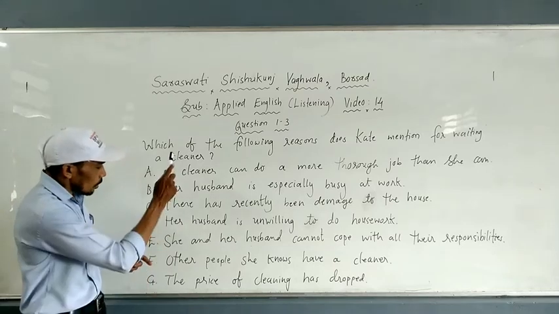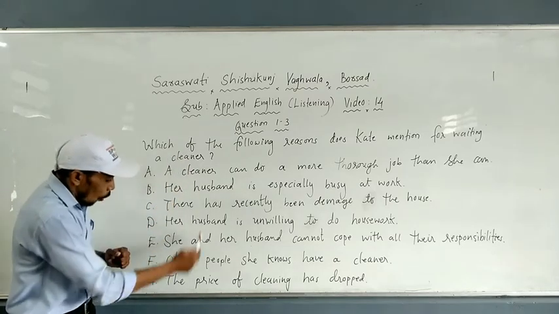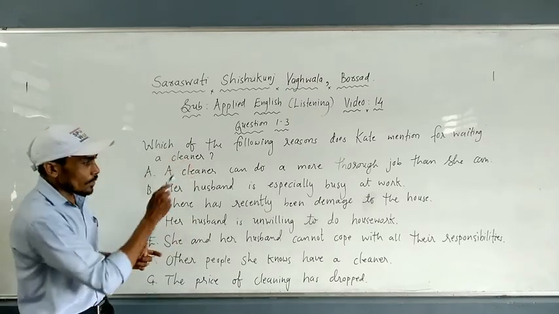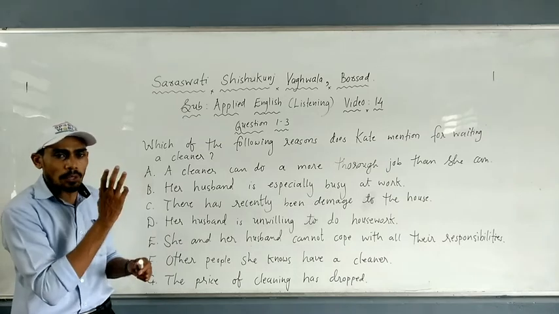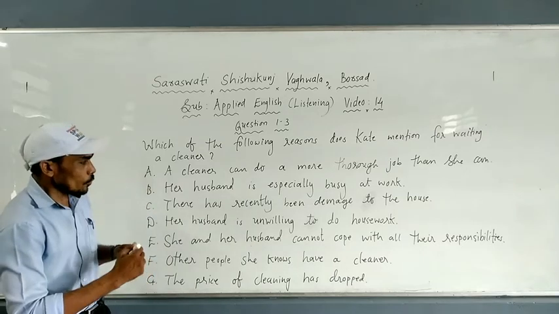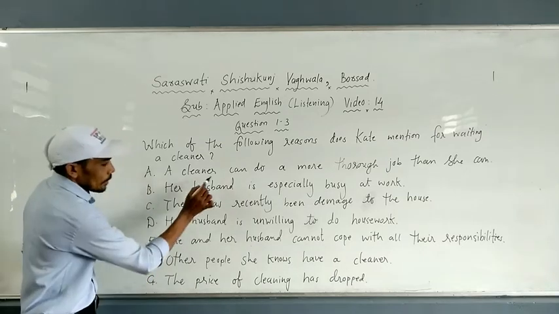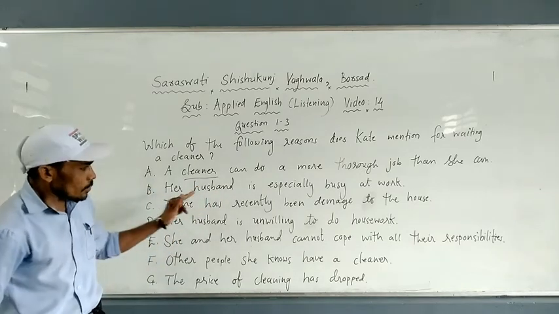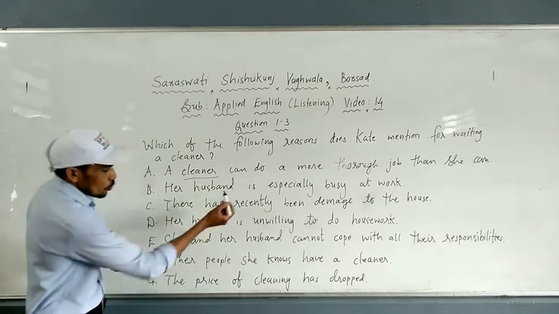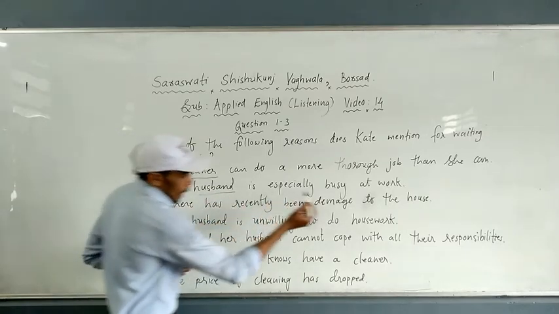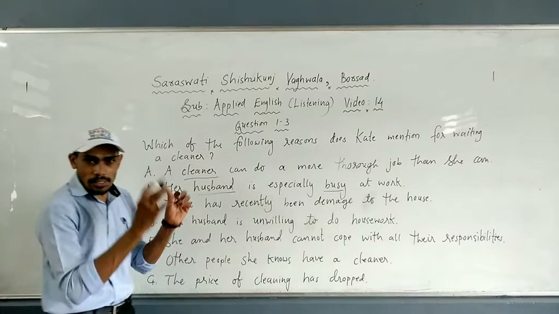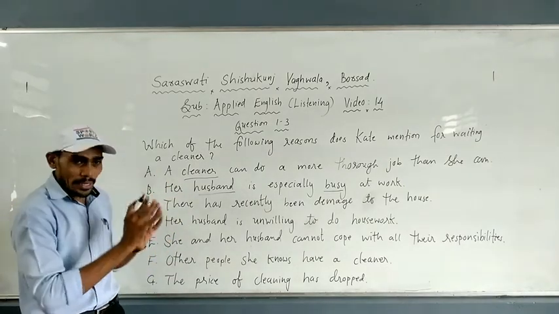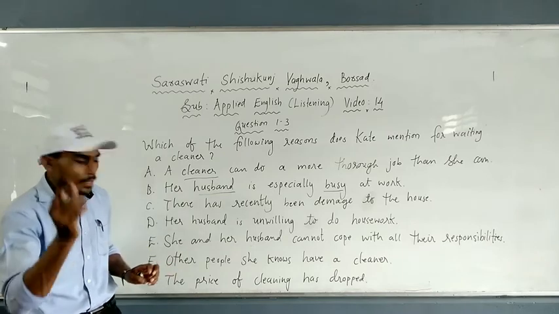So students, when the time is given, what you need to do? You need to see all the questions. That means there are multiple choice questions. You need to read, and if you think that this is a particular answer or keyword, you need to underline. Here the particular answer is a cleaner, so that is the keyword. Second, her husband is especially busy at work. So you can write here, husband and busy. Okay, these are the keywords. When time is given to you, you need to read, remember and underline the keywords.